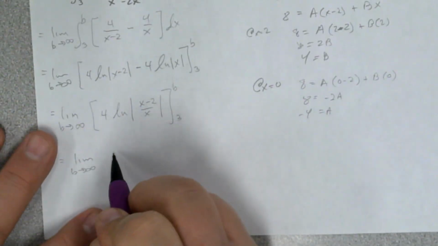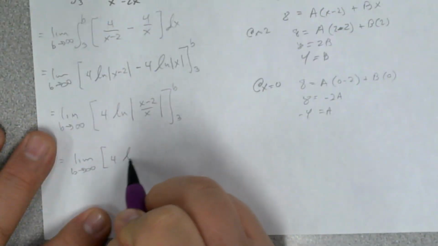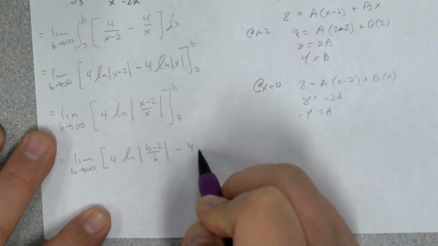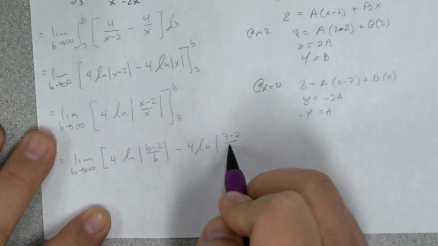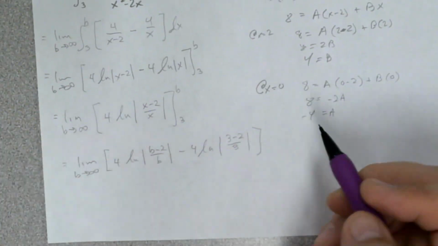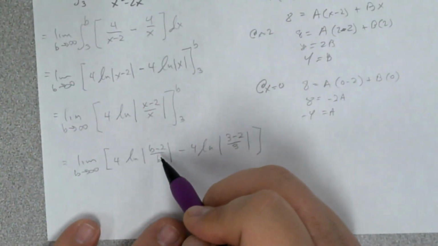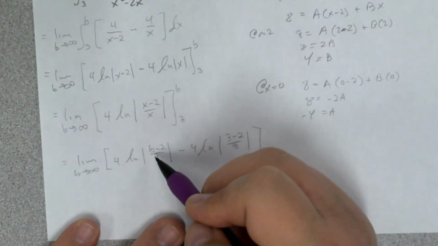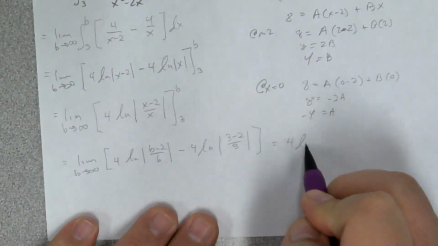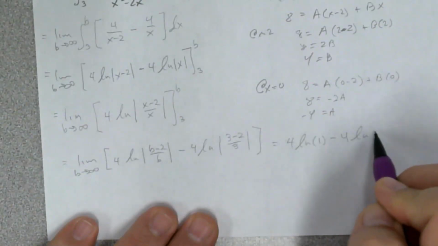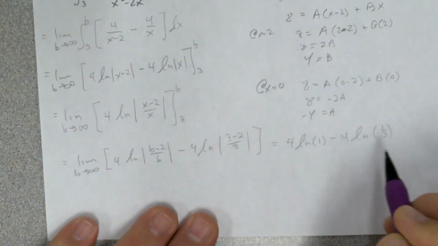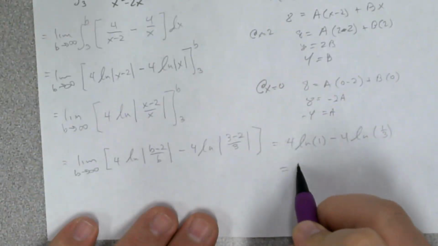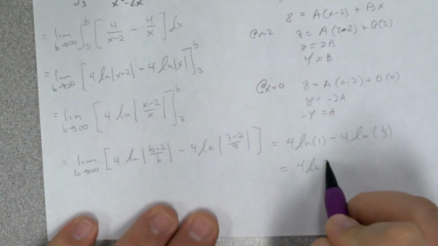And so upper minus the lower, we got b minus 2 over b, and then 4, 3 minus 2 over 3. So what is this going to be? As b goes to infinity, this right here is irrelevant. This right here is going to turn into a 1. So this becomes 4 the natural log of 1 minus 4 the natural log of 1/3. That's 0, okay? And you end up with simply 4 the natural log of 3.